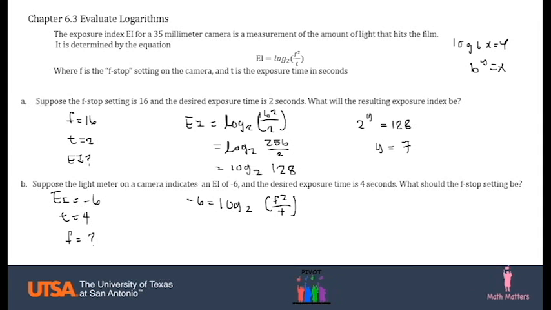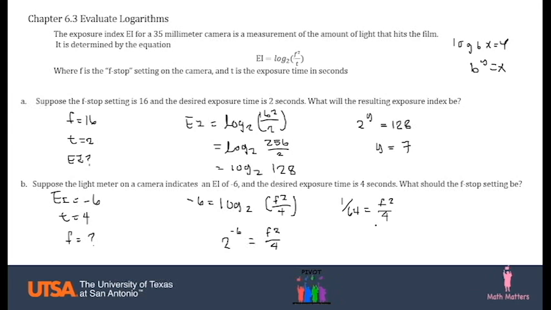And from here, we're going to go back to the equation right here. So we're going to put it in the exponential form again. So what is our base? Our base is going to be 2, and then it's going to be raised to the -6 power. And that will equal f squared over 4. And 2 to the -6 power equals 1 over 64. And then that equals f squared over 4.